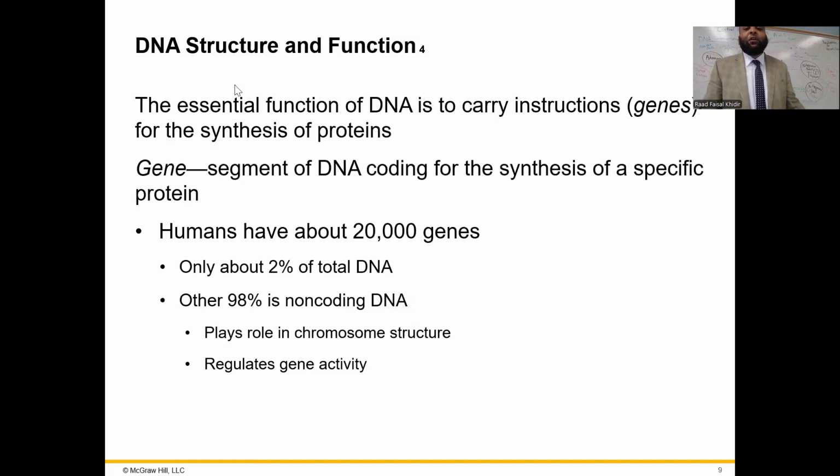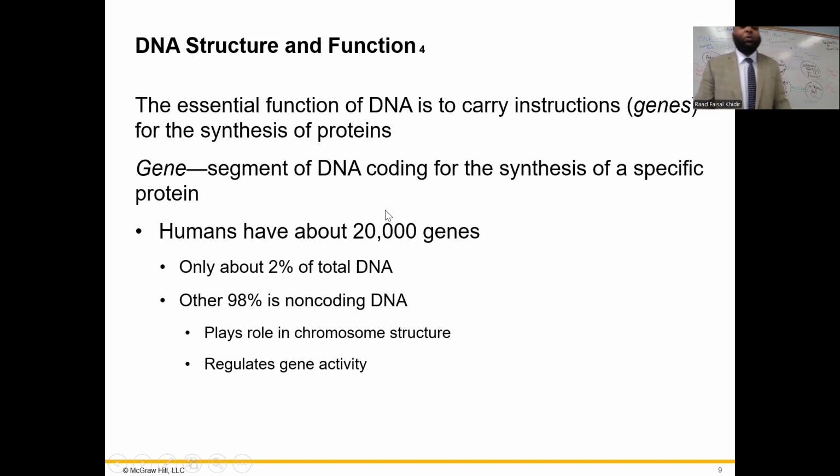The essential function of DNA is to carry instructions, genes, for the synthesis of proteins. So the gene is a segment of the DNA coding for the synthesis of a specific protein. Humans have about 20,000 genes, only about 2% of the total DNA. The other 98% is non-coding DNA. It plays a role in the chromosome structure.